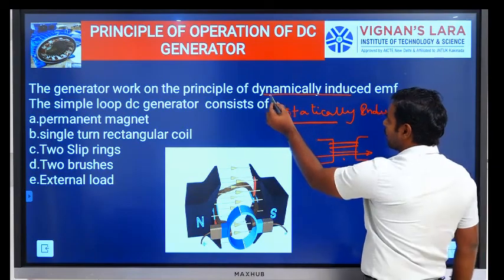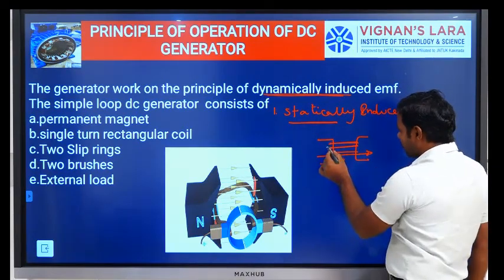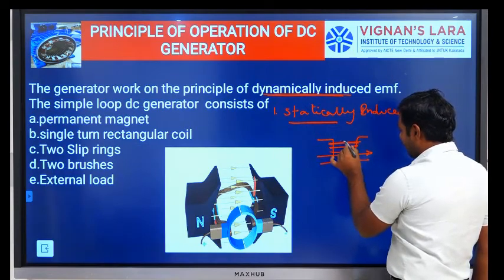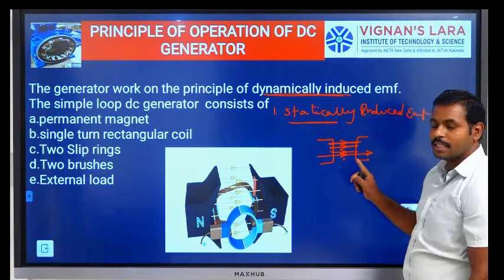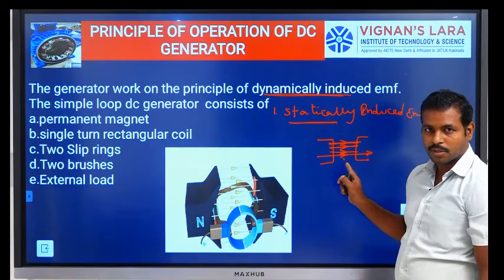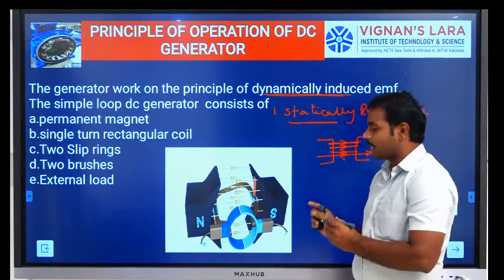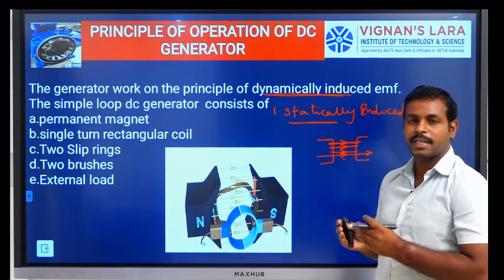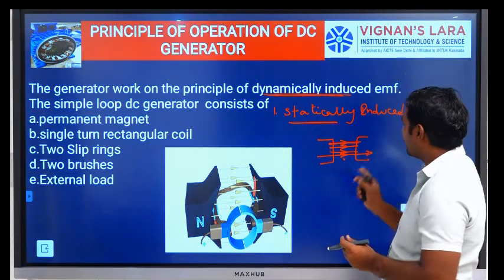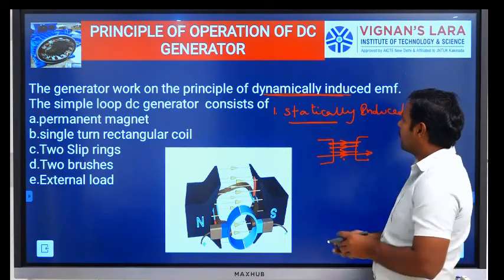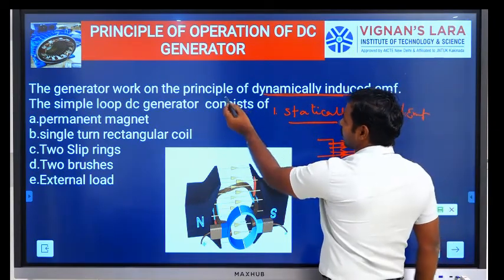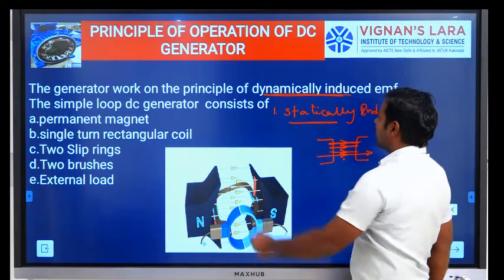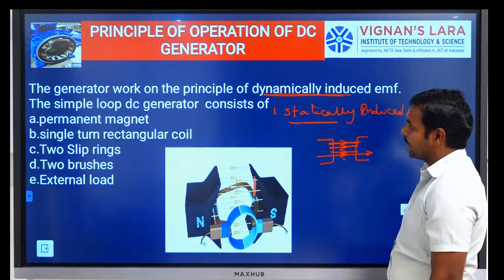But in the case of dynamically induced EMF, the magnetic field is always constant, but we can change the position of the conductor. Then the conductor cuts the magnetic field and induces an EMF. That EMF is called dynamically induced EMF. So the basic principle of a DC generator is dynamically induced EMF.